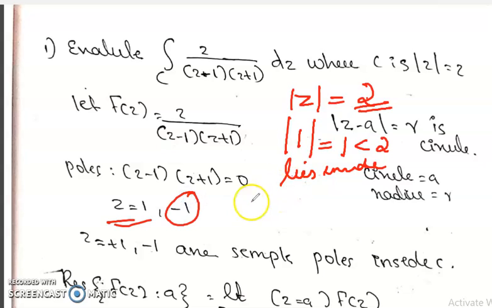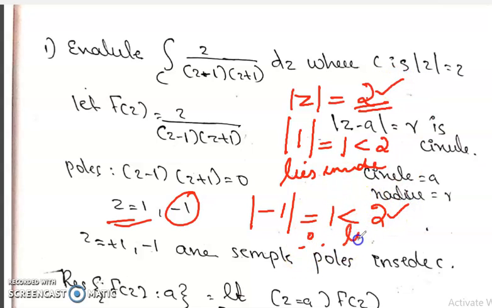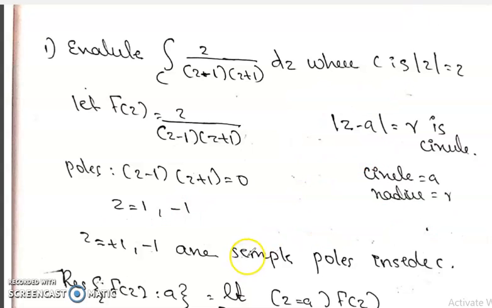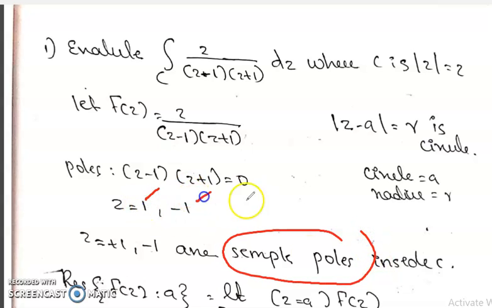If you take minus 1, mod of minus 1 is equal to modulus of minus 1; we take the absolute value, which is 1. Again it is less than the radius. The radius is 2, right? Less than the radius. Therefore again it lies inside the curve C. So after identifying that these points lie inside, and also they are simple poles because there is no repetition.